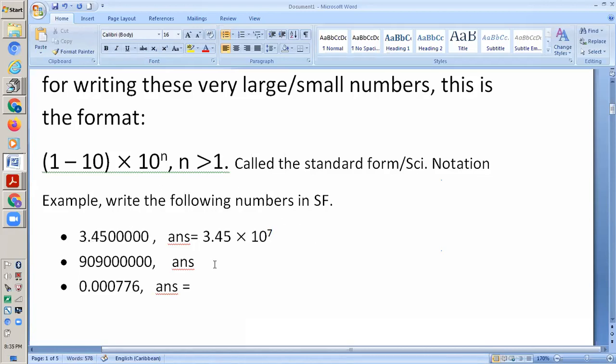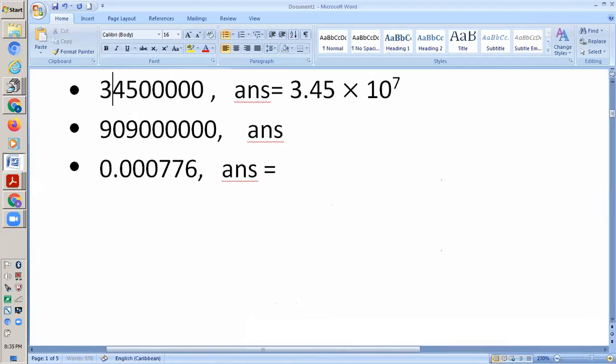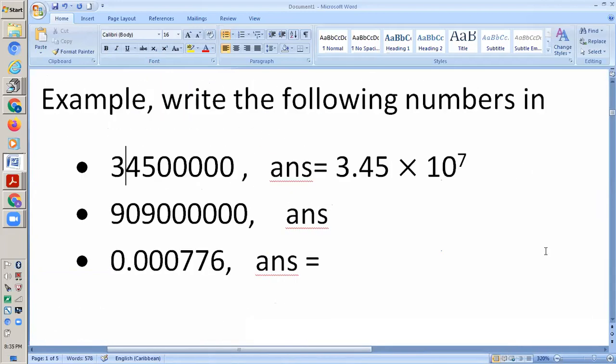So let me take out the 3.45. All right. Okay. I want you guys to give the second one a try. Just give it a try. Write this number here in standard form. All right. And I'm going to randomly call on somebody.